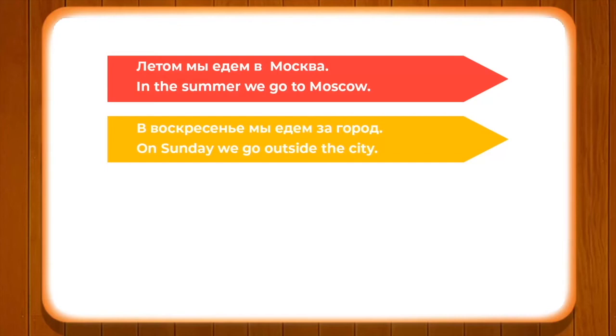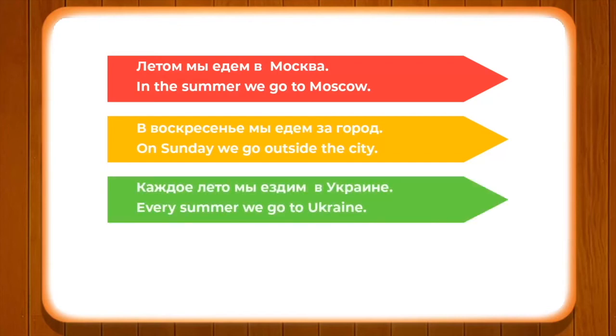The third one is каждое лето, every summer. So what do we understand? That we have to use the second group of verbs, which is to and fro, multi-direction. So каждое лето, every summer, мы едем в Украину. So every summer we go to Ukraine. The next sentence is каждое лето мы едем в Москву.